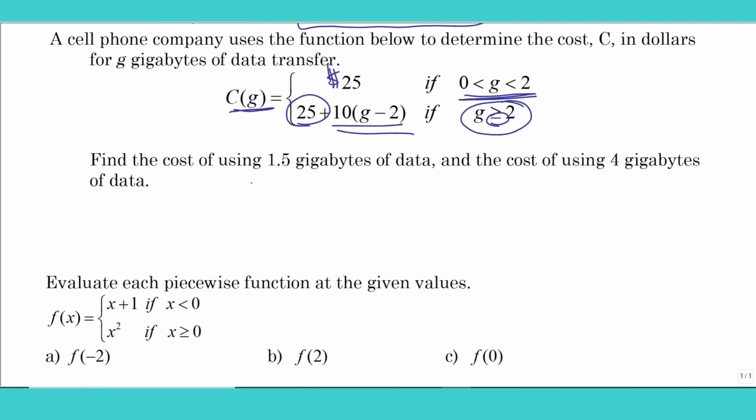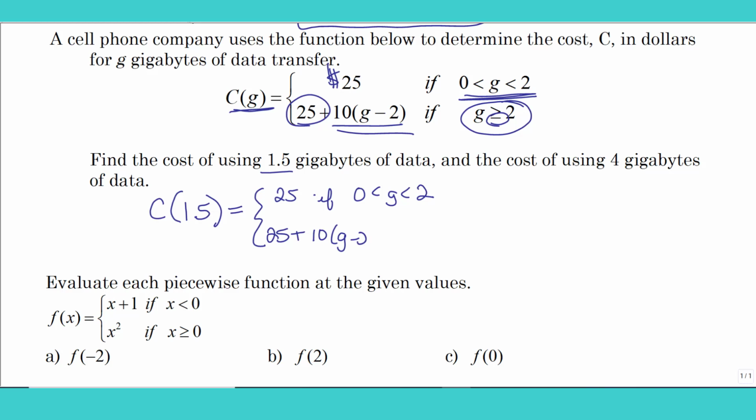It says find the cost of using 1.5 gigabytes of data and then the cost using 4 gigabytes of data. So we would denote this, the cost evaluated at 1.5 gigabytes. So we have this formula. It's $25 if G, our input, is between 0 and 2, or 25 plus 10 times G minus 2 if G is greater than or equal to 2. So 1.5 is between 0 and 2, so that means I use this. If I use 1.5 gigabytes of data, I have a fixed cost of $25. There's no work to do.